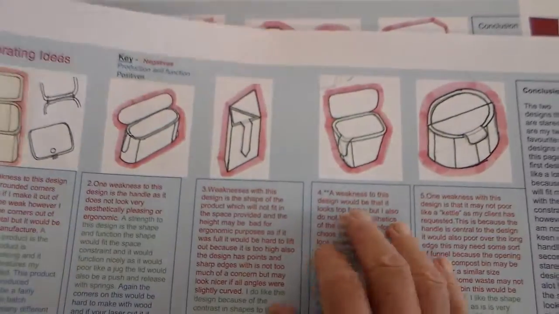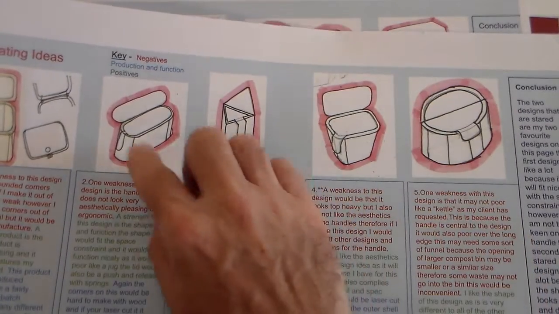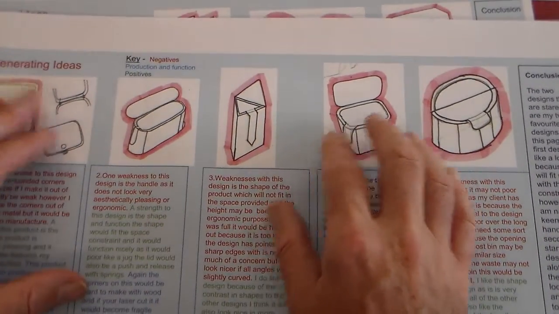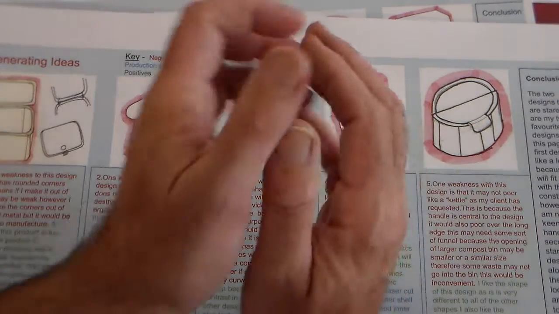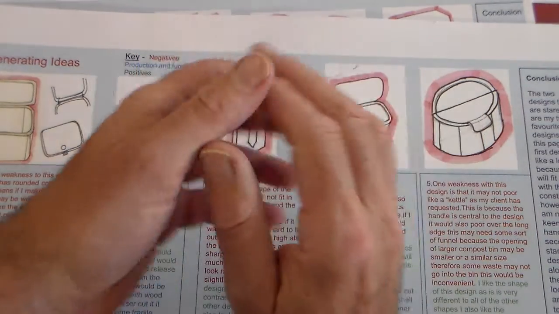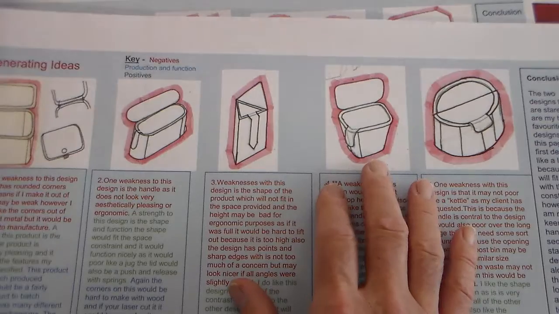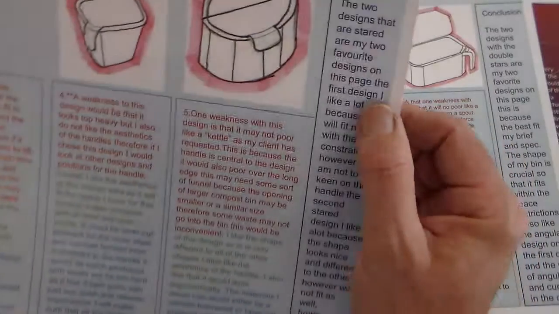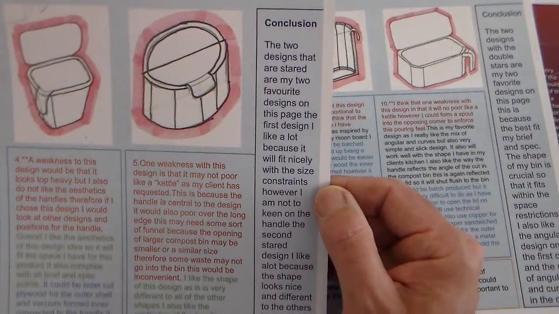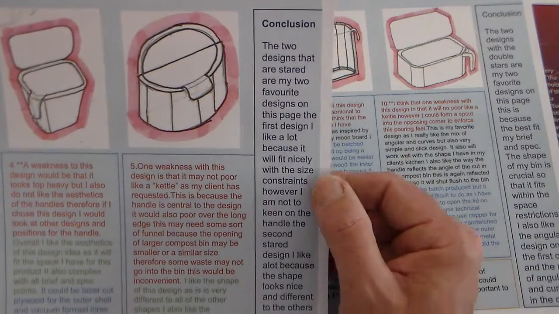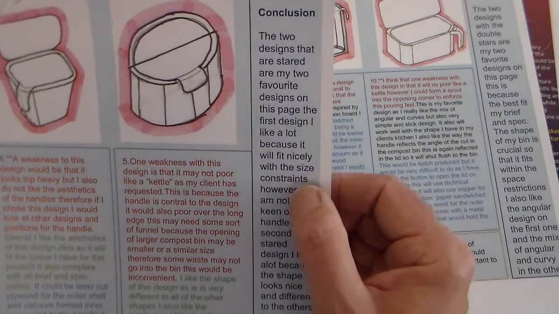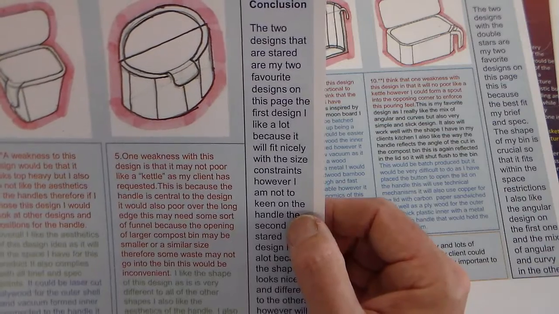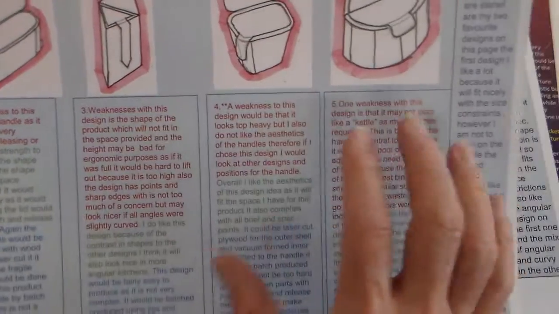So we can see I quite like these designs here. Could you have perhaps had something totally different here? Maybe a sphere that opened like that, or something like that, to avoid that design fixation. And then here, there's just the conclusion for the designs, saying the 2 designs that are starred are my 2 favourite designs. So you can see it's just starred those.